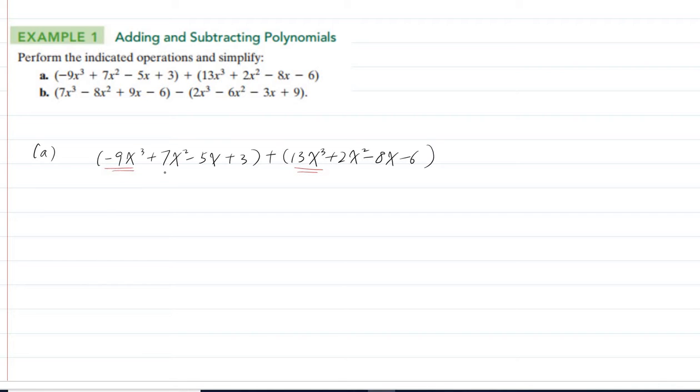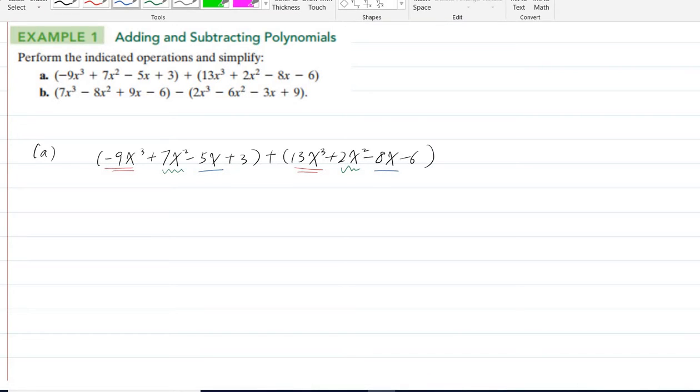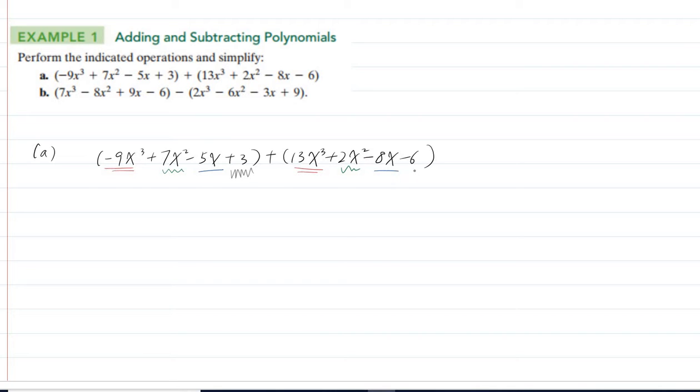So we're going to look at the like terms. So here we have like terms, x squared. We also have, let's see, I'll use a different color. We also have x. And then we have numbers. Okay, let's do this. Let's color code them, alright? So just collect the like terms. So for the negative 9x cubed plus 13x cubed, all we're going to get is just 4x cubed.